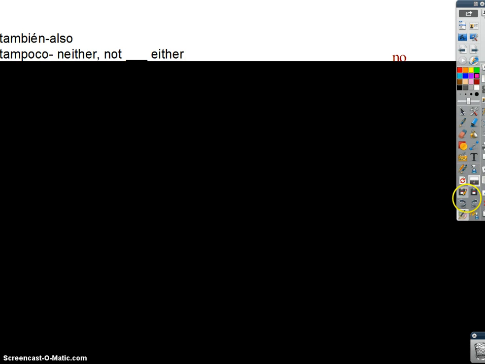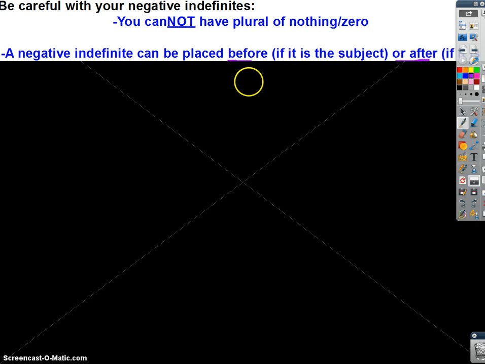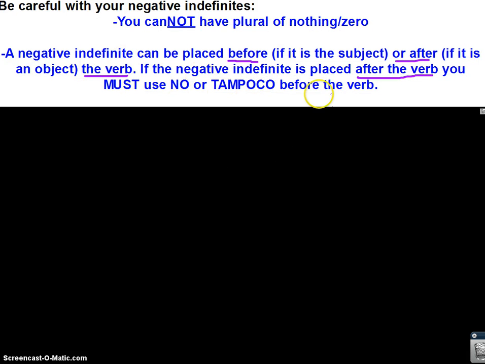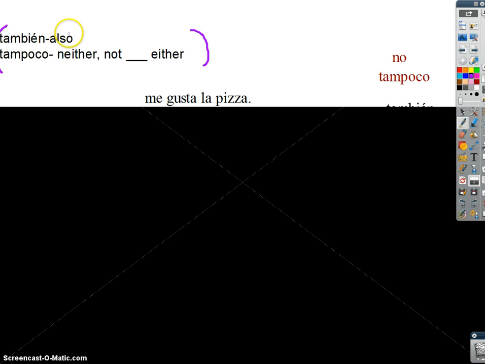What I would like you to write down in your notes is just what también means and what tampoco means, and then go ahead and just put it all in parentheses because they're not technically indefinites. They're just words that we might use along with indefinites that you should understand, especially the tampoco because that is a part of our notes right here with the negative indefinites. So let's talk about these. You've got this written in your notes.